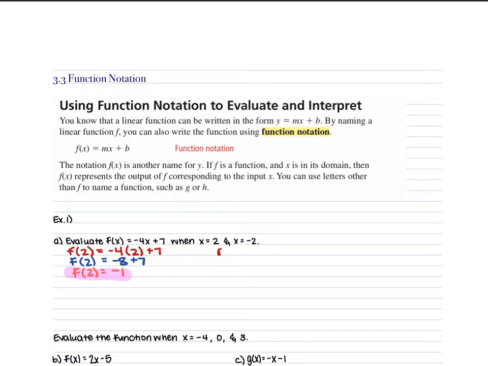For negative 2, we can do f of negative 2 is equal to negative 4 times negative 2 plus 7. From here, we're going to do the negative 4 times the negative 2, which is a positive 8. So f of negative 2 is equal to 8 plus 7. 8 plus 7 is 15, so f of negative 2 is equal to 15.